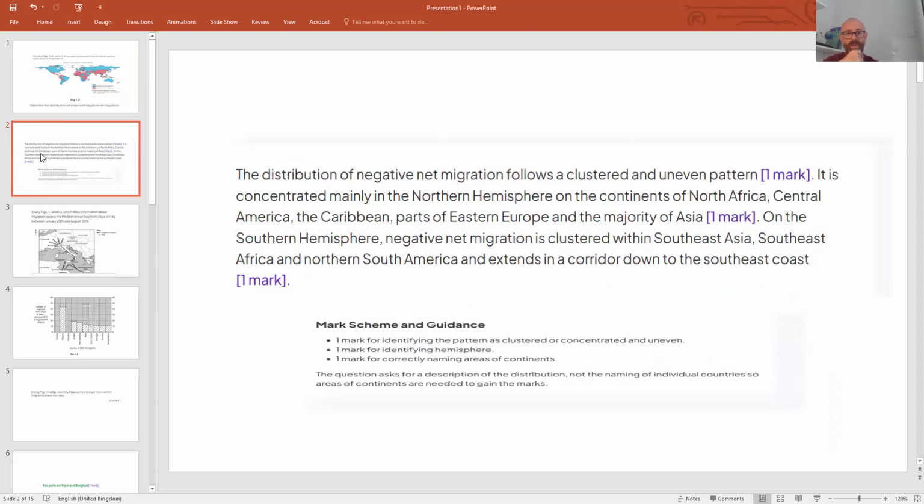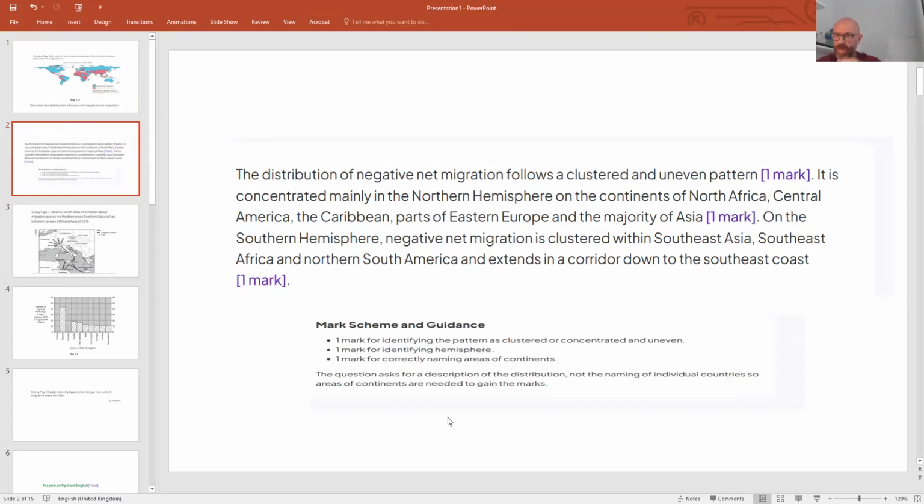Okay, so let's look at the answer. The distribution of negative net migration follows a clustered, uneven pattern. Well, I suppose it is. I don't think it's uneven. I think it's quite spread across the globe, across the middle, really. It's concentrated mainly in the northern hemisphere on the continents of Africa. North Africa isn't a continent. Africa's a continent. It's in the north of Africa.